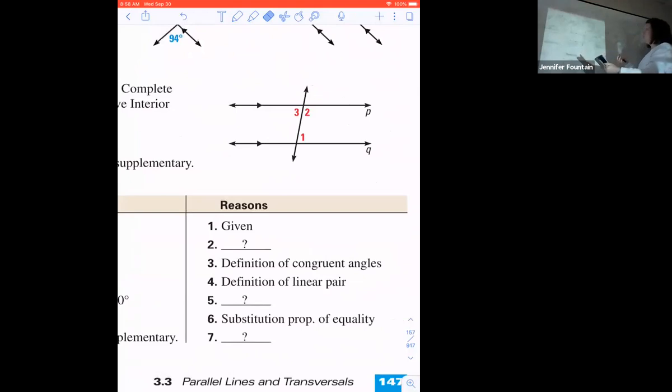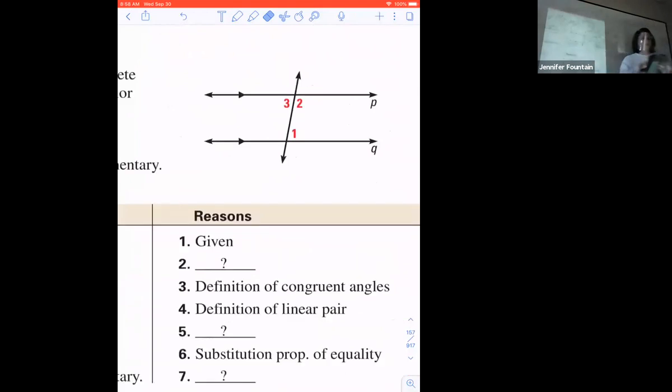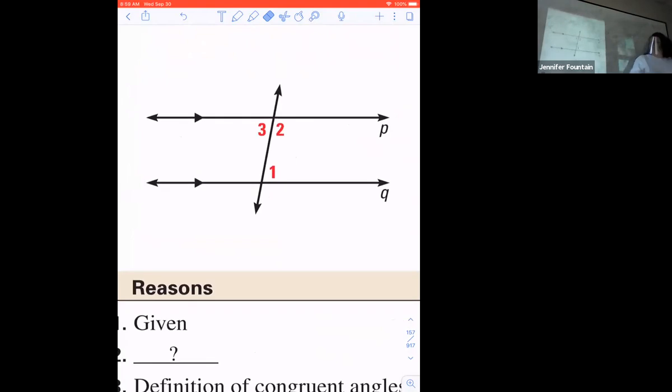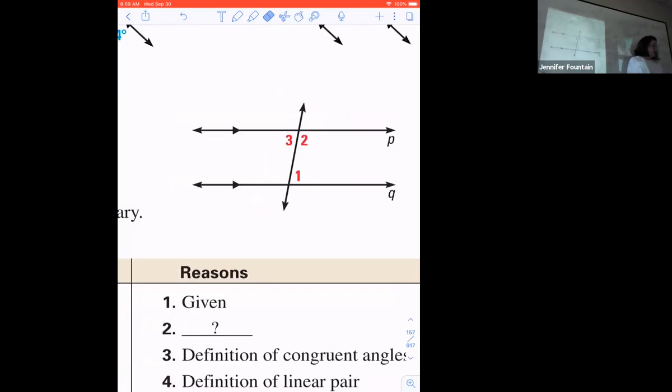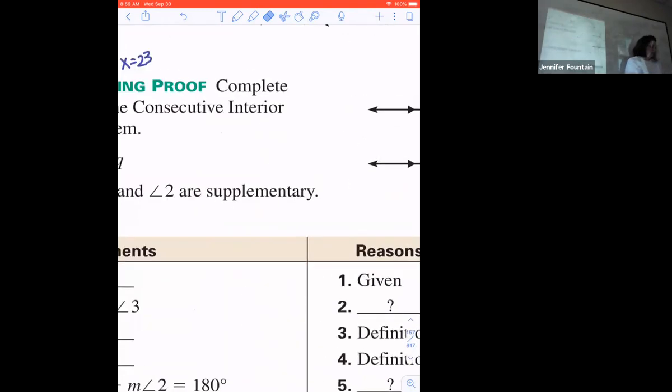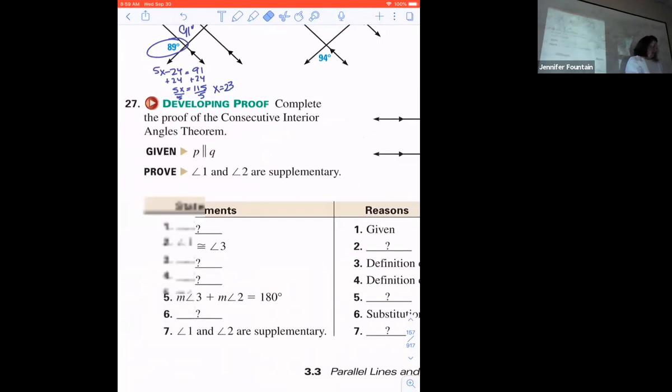Well, I guess 1 and 3 are going to be alternate interiors, right? So I know 1 and 3 would be congruent. Okay, so we've looked at these. What do these little arrows on these lines mean? They're parallel. Good. I'm glad you remembered that. So I know that those are parallel lines. Therefore, all of my postulates and theorems relating to angles and transversals are going to apply.